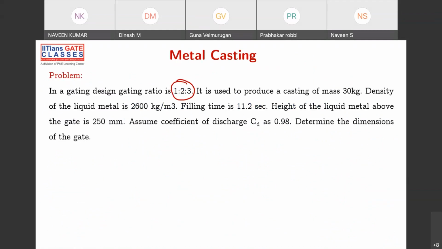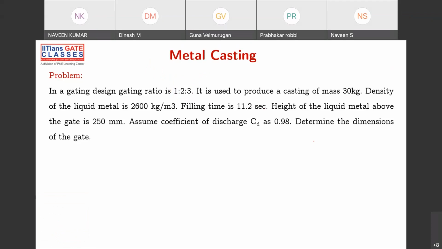Who can say this? By seeing this gating ratio, what is this? Yes, this is an unpressurized system. Why? Your area of cross section of the downsprue is less. Obviously, it is unpressurized. If this is less, then this is pressurized. So obviously, this is an unpressurized system, and then you have so many formulas.